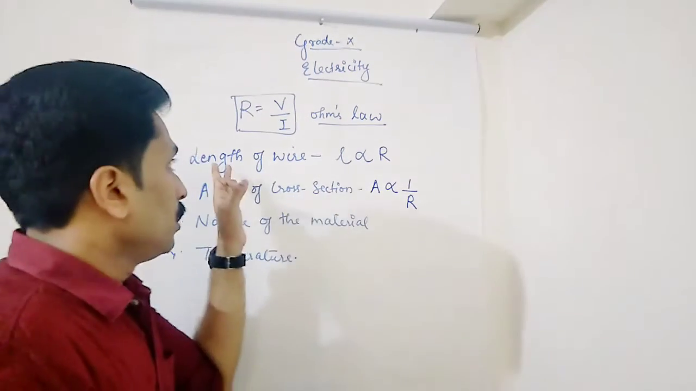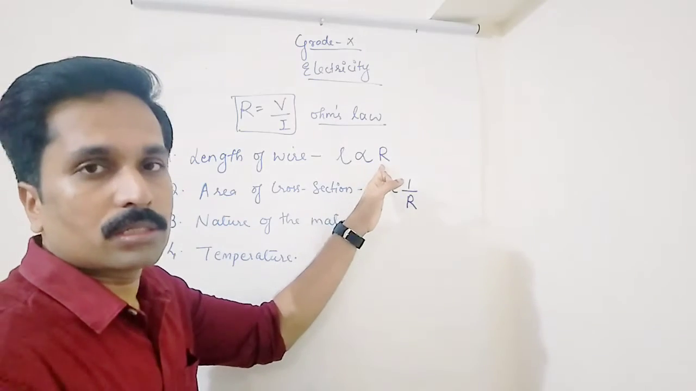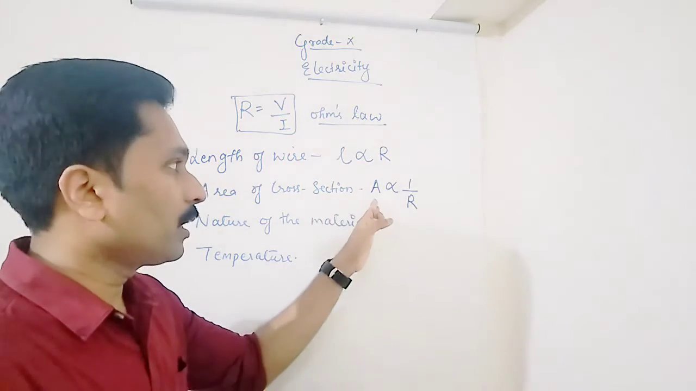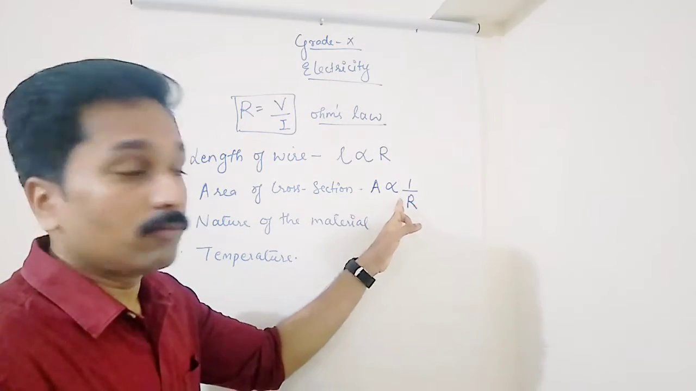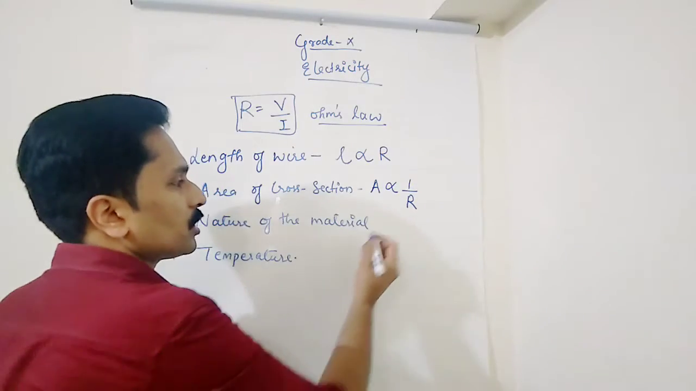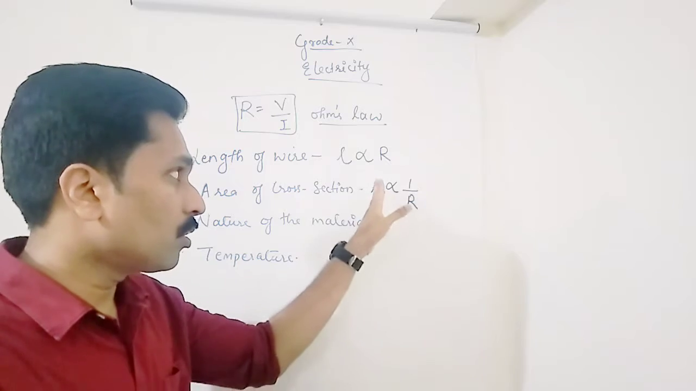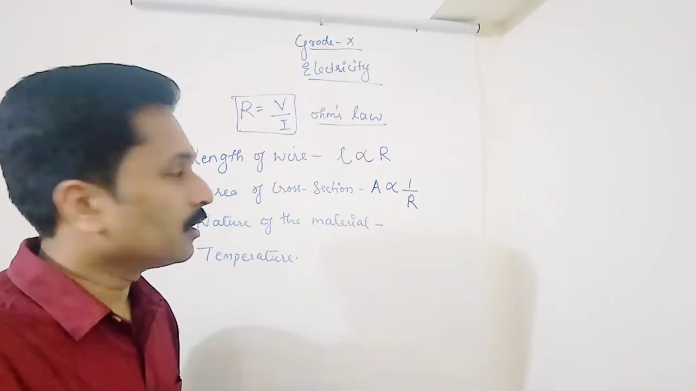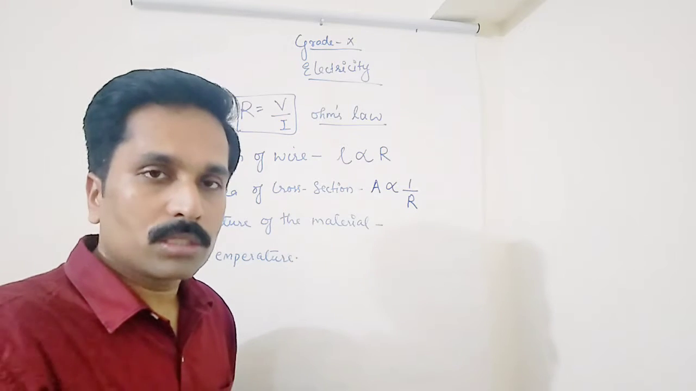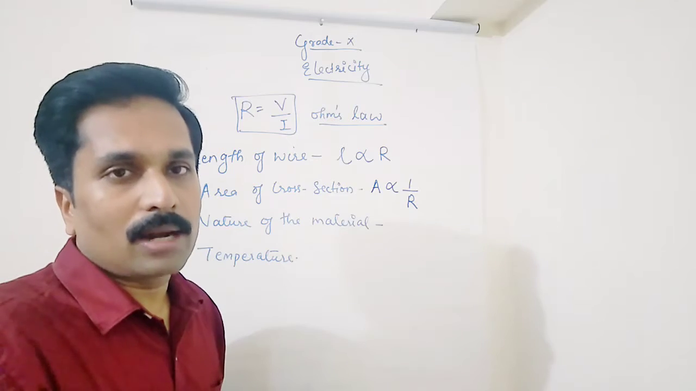Length of the wire, denoted by small l, is directly proportional to the resistance of the conductor. Second, area of cross section, denoted by capital A, is inversely proportional to resistance. And the third one is the nature of the material. It does not have any symbol to represent it, but nature of the material means the material which we are going to use for the conductor. The resistance depends upon the nature of that material.